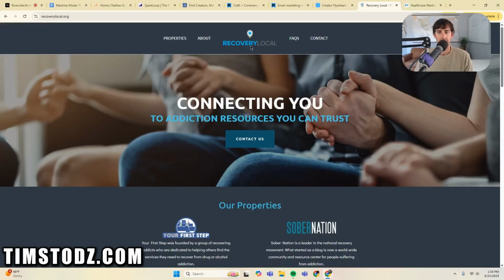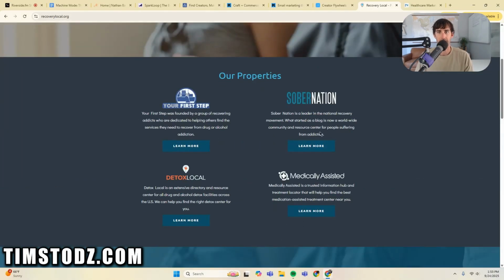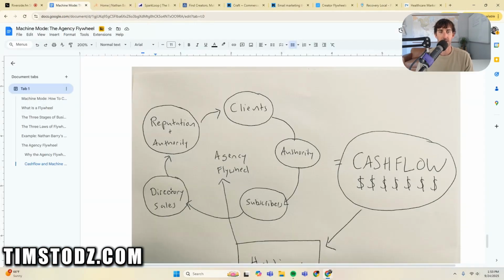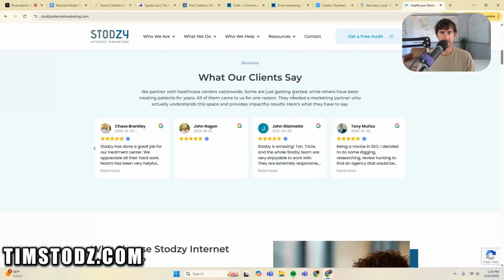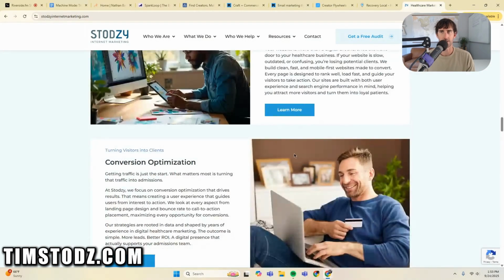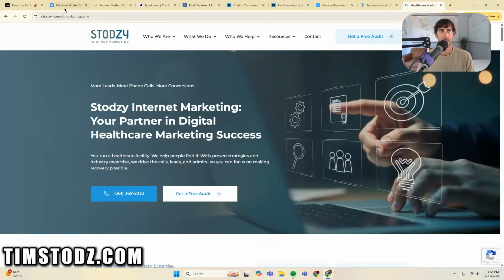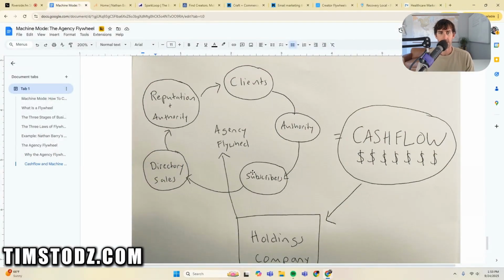We would get leads from our directories, and the directories themselves would generate cash, right? But in addition, these directory sales would generate reputation and they would generate authority, which would lead to more clients. And then the more clients would generate more authority, which would lead to more email subscribers. We used to get a ton of new business through the email list. It looks like they don't have the email pop up anymore, which is obviously totally fine. And the email subscribers would generate more directory sales. So this whole entire agency flywheel would just ratchet on itself.